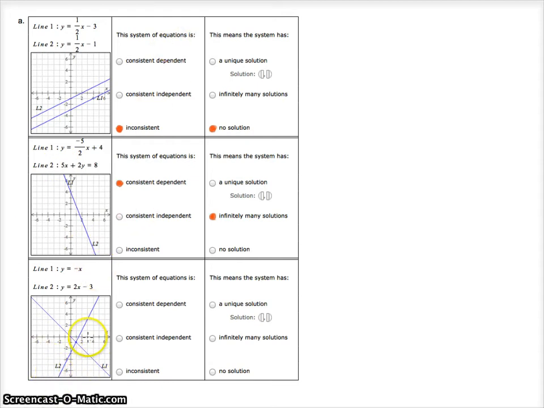And here we have two lines that intersect right here at this point. So this is my solution. And since they do in fact intersect, they are consistent independent. Their lines are independent of each other. So that means there's a unique solution, and that is at 1, negative 1.